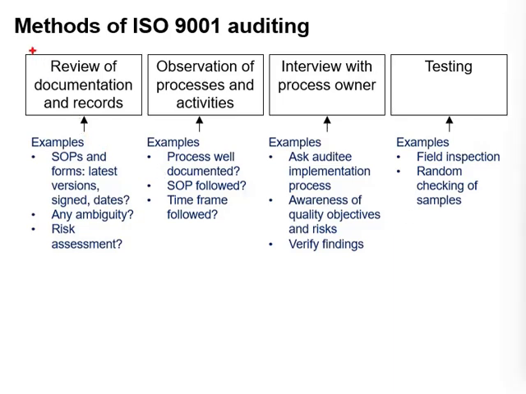The first one is review of documentation and records. I guess this is the most important method for us to quickly understand the process, and it is also the most reliable method of acquiring evidence. So what kind of documents are we referring to? Normally we refer to policies, guidelines, SOPs, forms, meeting minutes, circulars, and so on.